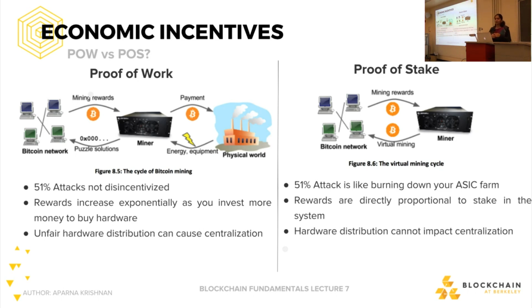Also, in proof of work, you might have this problem of unfair hardware distribution, cough, cough, China, where maybe China is selling discounted hardware to certain mining pools, which means they can do all the computation much faster, and that could lead to centralization. But in proof of stake, because there's no real difference in what hardware you use, like your CPU is just as effective as an ASIC, you don't have this issue of unfair hardware distribution leading to centralization.